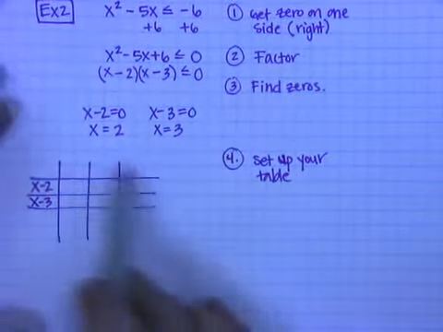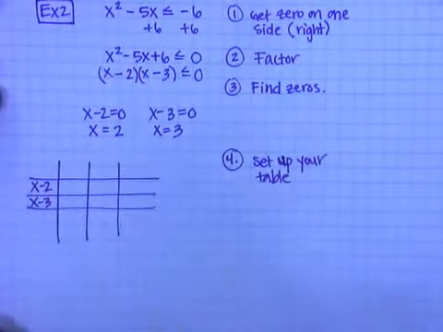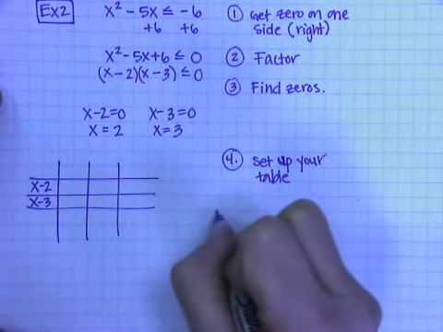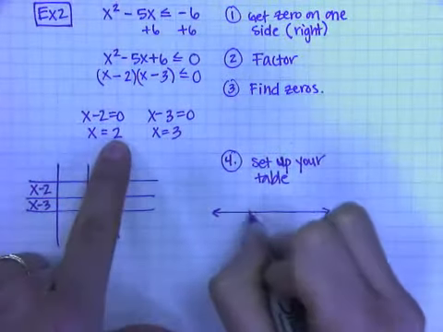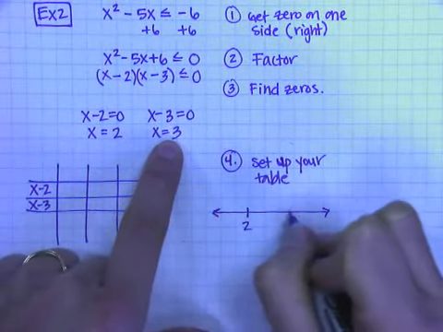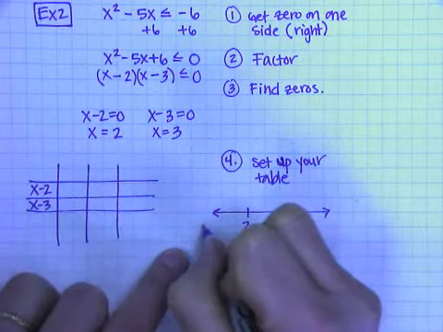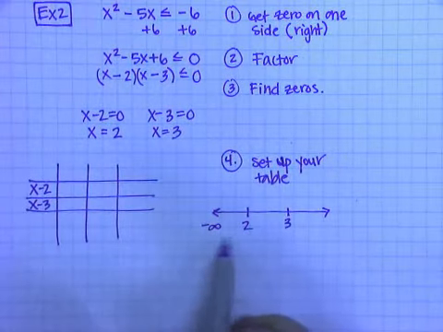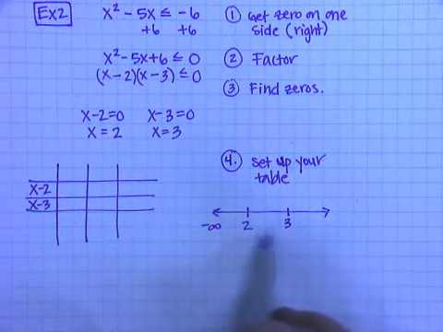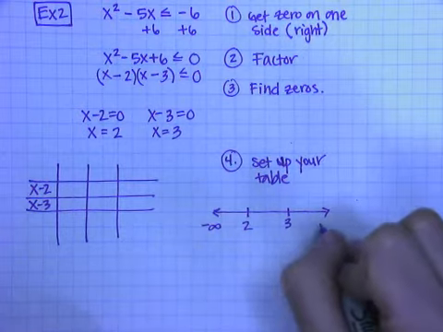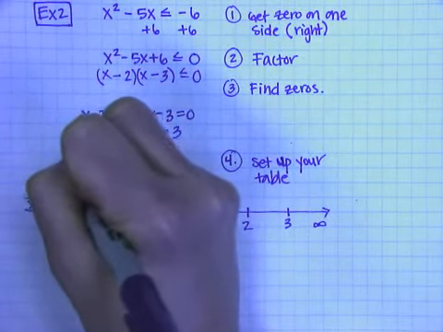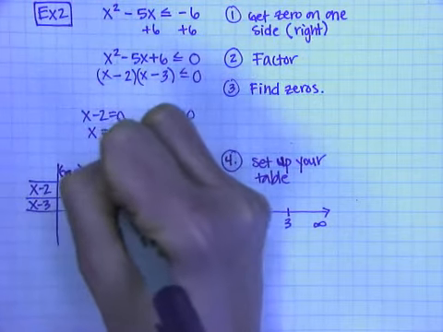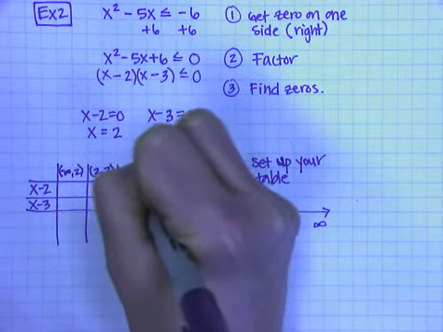And now the top of the table, we need to have intervals, and we saw this in class today. Now the way that you get your intervals for the top of the table is if I take my zeros, x equals 2 and x equals 3. Basically, I want to know what's happening between negative infinity and 2, between 2 and 3, and also between 3 and infinity. So my first interval is negative infinity to 2, and then 2 to 3, and then 3 to infinity.